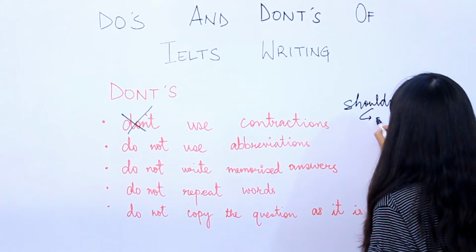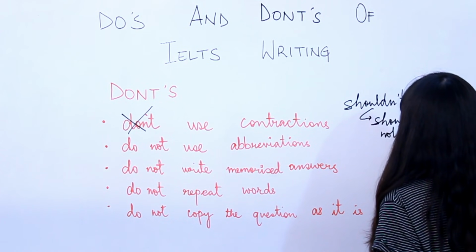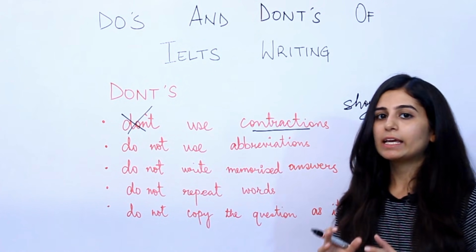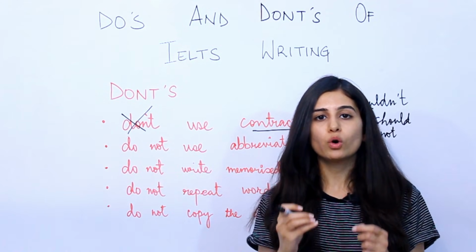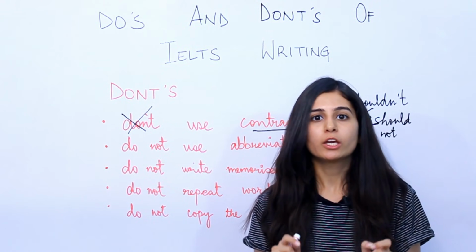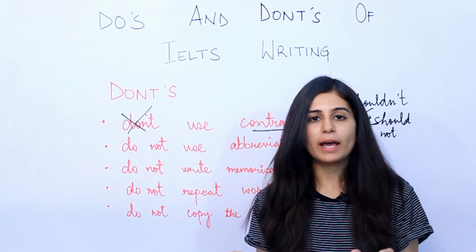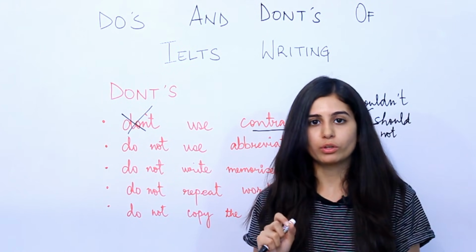So why is it so? Because we have to sound a bit more formal, and when you use contractions, it is informal in nature. So while you're speaking, you can use don't, but while you're writing, you cannot use don't. You have to clarify that it is do not and not don't.